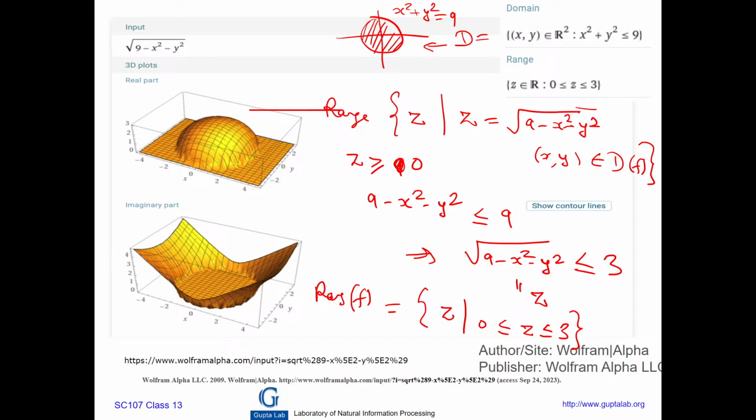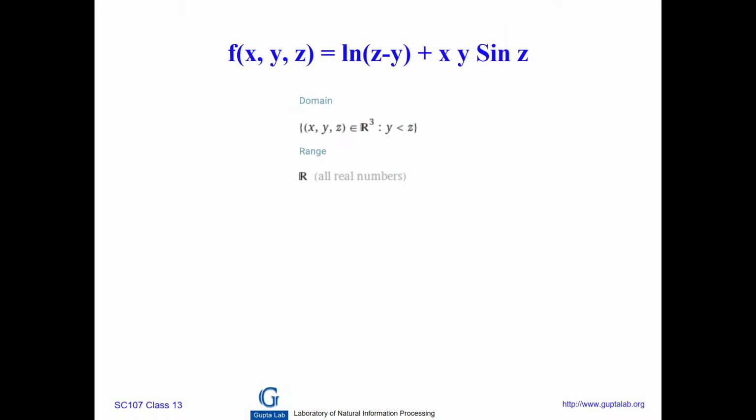What about this? This is a 3 input 1 output function. So I leave it as an exercise for you to find the domain and range for this function. You can see that the domain is all those points in R cube such that y is less than z, and the range is the whole real numbers.